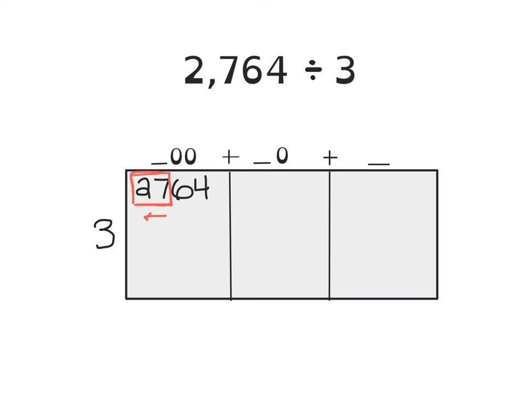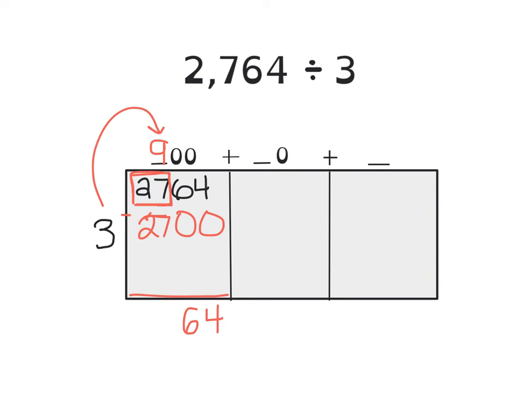So that would be 27. I'm going to look at 27 and I'm going to think, okay, 3, 6, 9, 12, 15, 18, 21, 24. Hey, it goes in perfectly 9 times. 9 times 3 is 27, and I need to add in my 2 zeros. 4 minus 0 is 4. 6 minus 0 is 6. 27 minus 27 is 0.